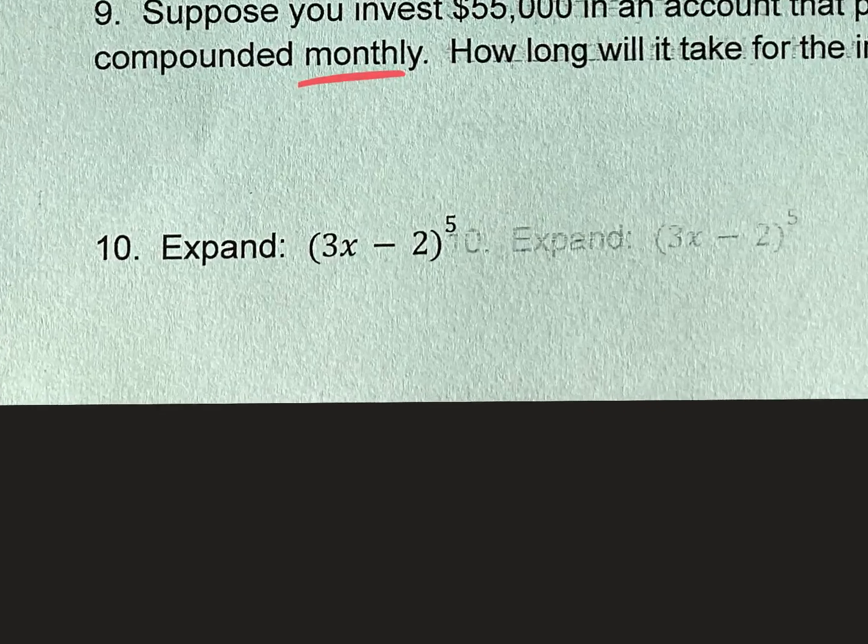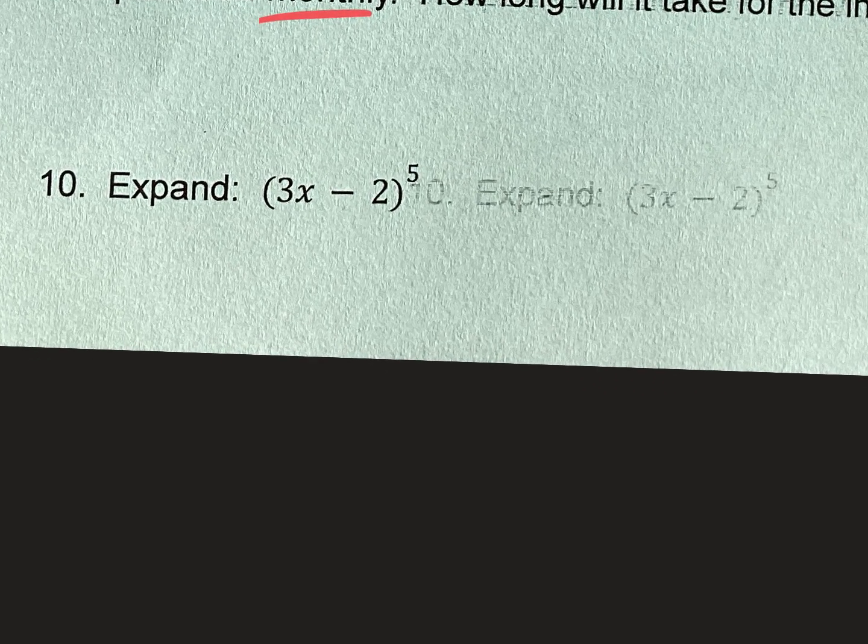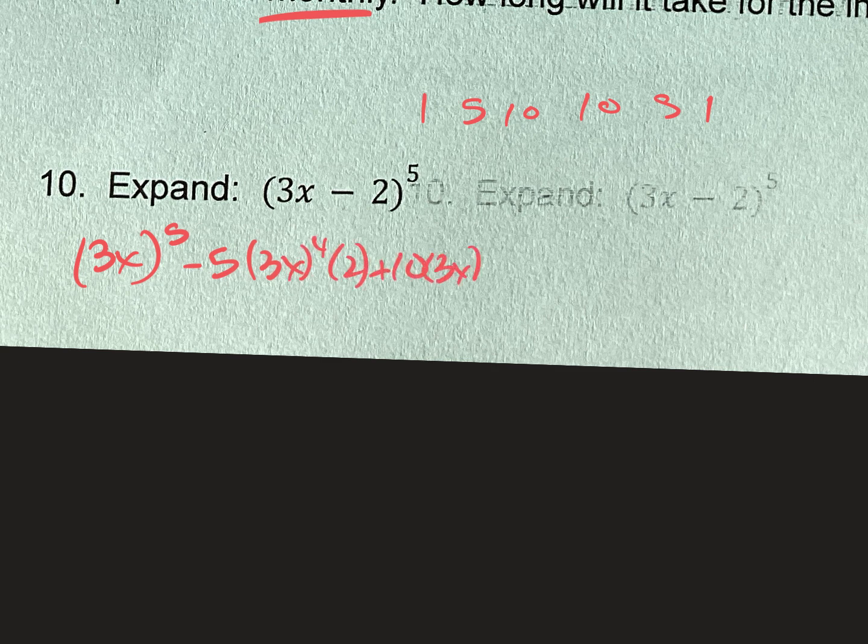Number 10, one more to go. Here we go. Expand that to the 5th power, which means I'm going to get 6 terms in my answer. My coefficients are 1, 5, 10, 10, 5, 1. Got that from my calculator. So I go 3x to the 5th power, because there's a minus sign, minus 5, 3x to the 4th, the 2 starts coming up, plus 10, 3x cubed, the 2 starts coming up, minus 10, 3x is now squared, the 2 is now cubed, plus 5, the 3x, and 2 is to the 4th power, and then minus 1.